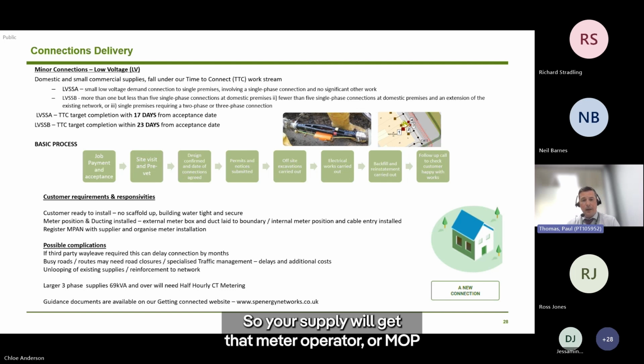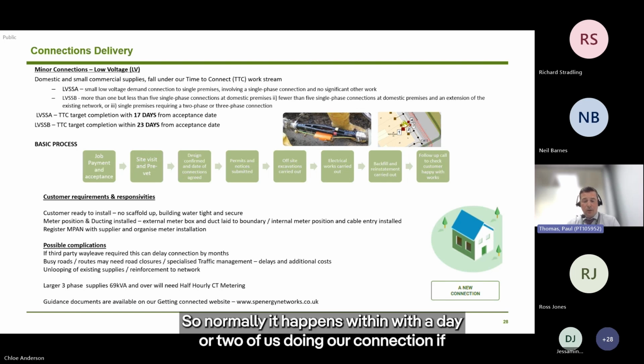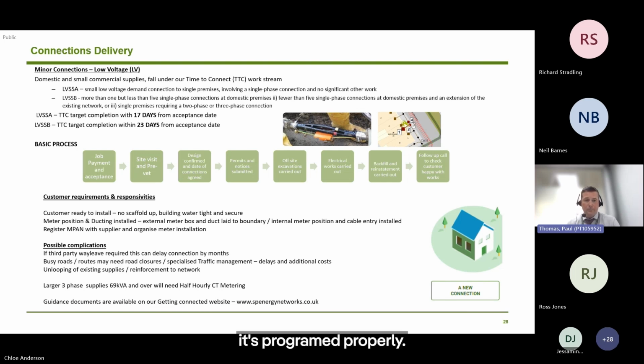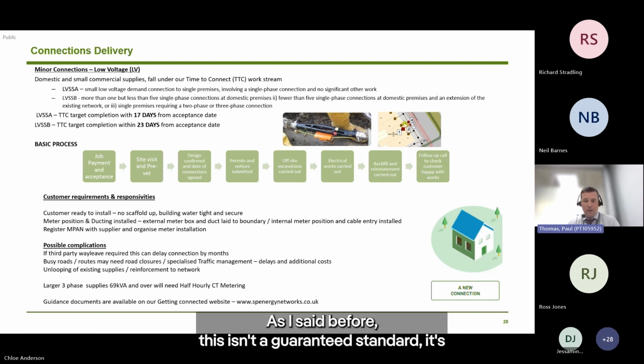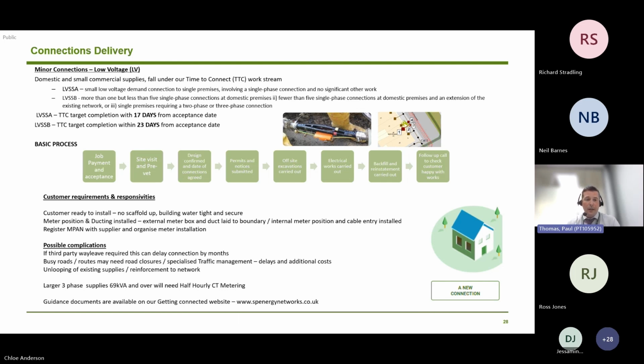So your supplier will get their meter operator, or MOP, another acronym, to make sure they install the meter. Normally it happens within a day or two of doing our connection if it's programmed properly. Regarding time to connect, LV SSA is 17 days, LV SSB is 23 days, but there can be complications to that. As I said before, this isn't a guaranteed standard. It's what we aspire to do and what Ofgem wants us to do.